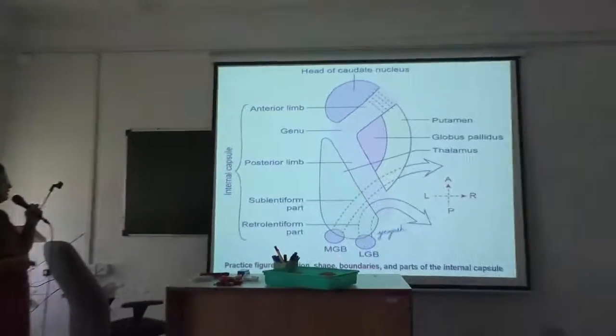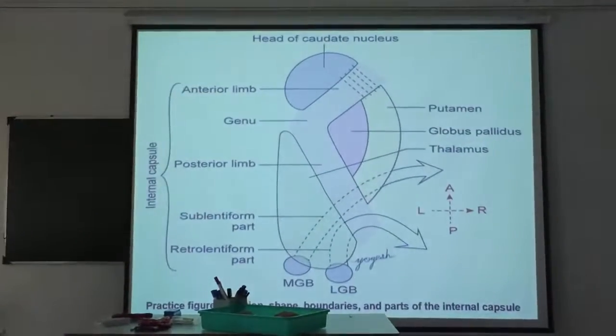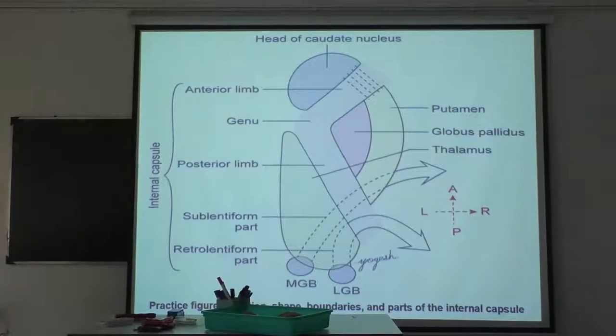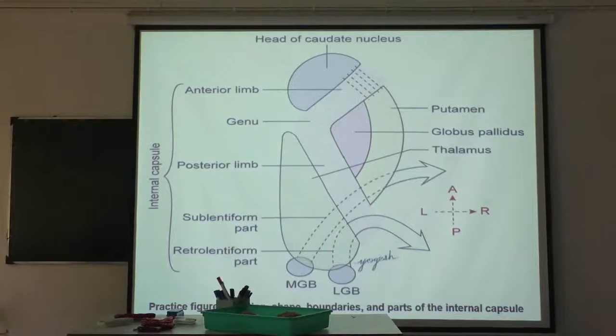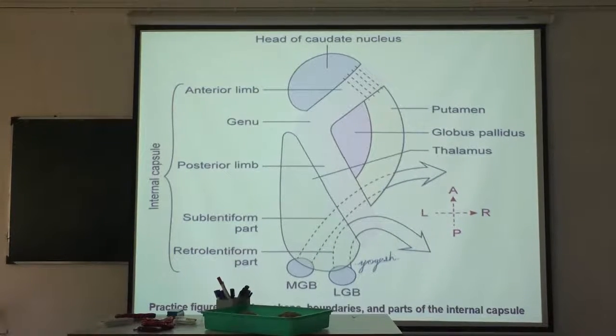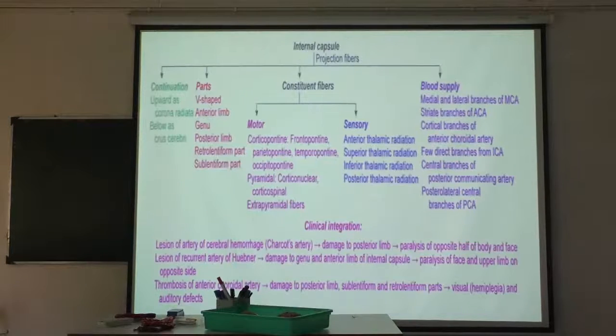Okay, and you can see here the sublentiform part is connected with the medial geniculate body, which is a component of the auditory pathway, and this retrolentiform part is connected with the lateral geniculate body, which is a part of the optic pathway. Okay, so this diagram you must practice.